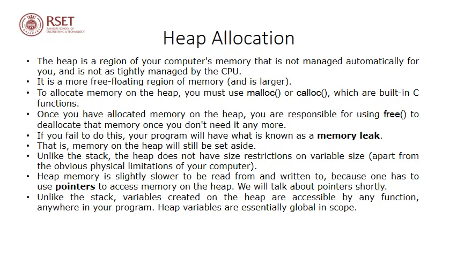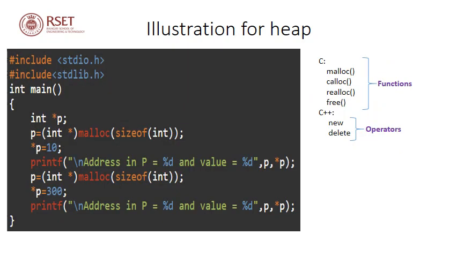Unlike the stack, the heap does not have size restrictions on variable size, apart from the obvious physical limitations of your computer. Heap memory is slightly slower to be read from and written to because one has to use pointers to access memory on the heap. We'll talk about pointers shortly. Unlike the stack, variables created on the heap are accessible by any function anywhere in your program, and it is essentially global in scope.